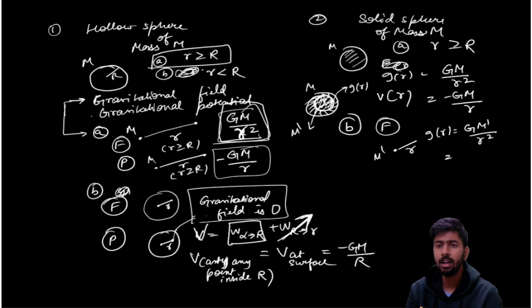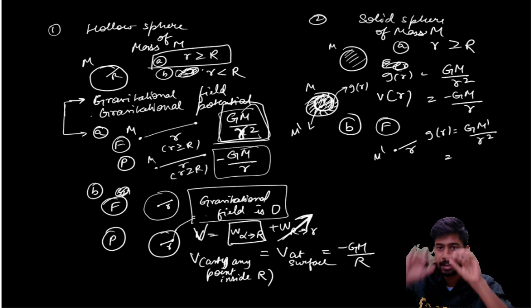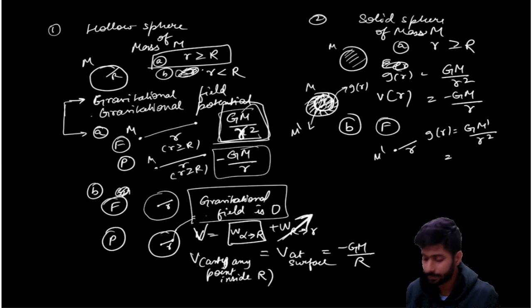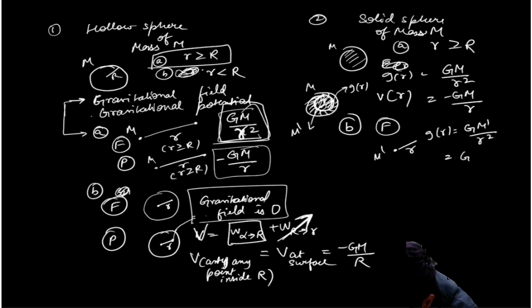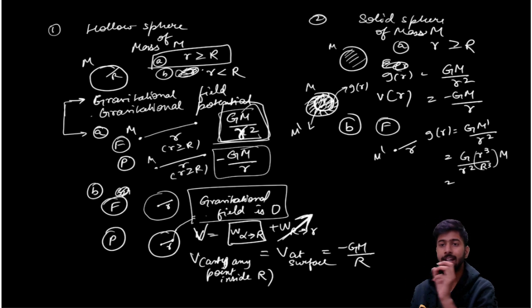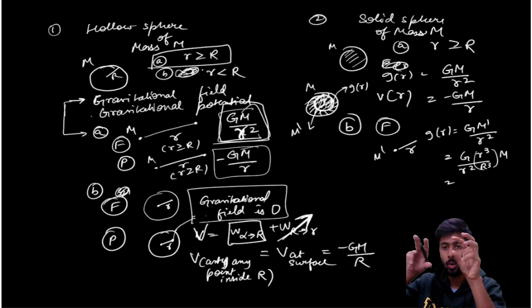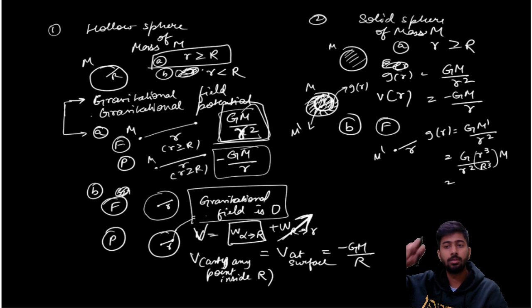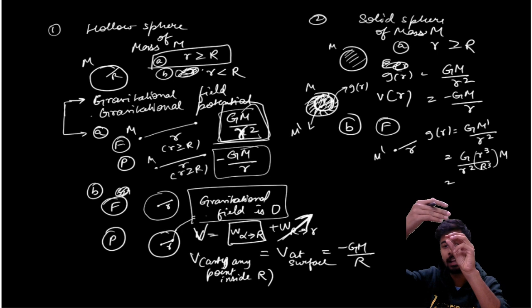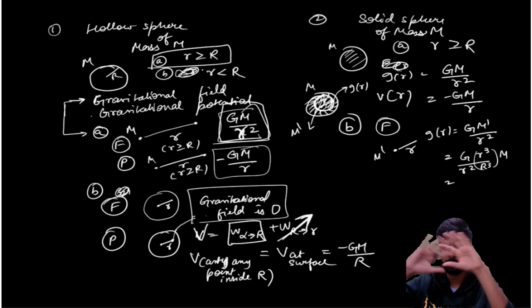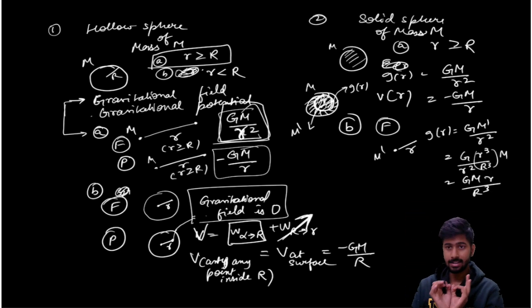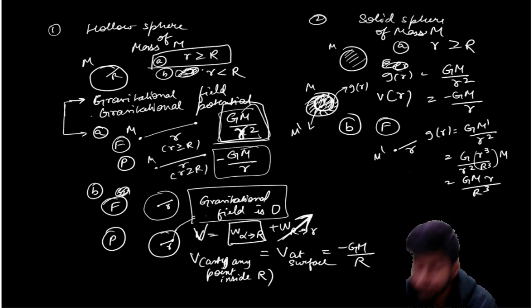M dash is nothing but, density will remain the same, right? And you just need the volume of the inner sphere. So M dash is nothing but small r cube by capital R cube into capital M, and then you have r square. You derive this yourself. M dash is density rho into the volume of the inner sphere, that's 4 by 3 pi small r cube. And rho is nothing but capital M by the volume of the total sphere. The difficult part is calculating the potential at this point, to derive it.